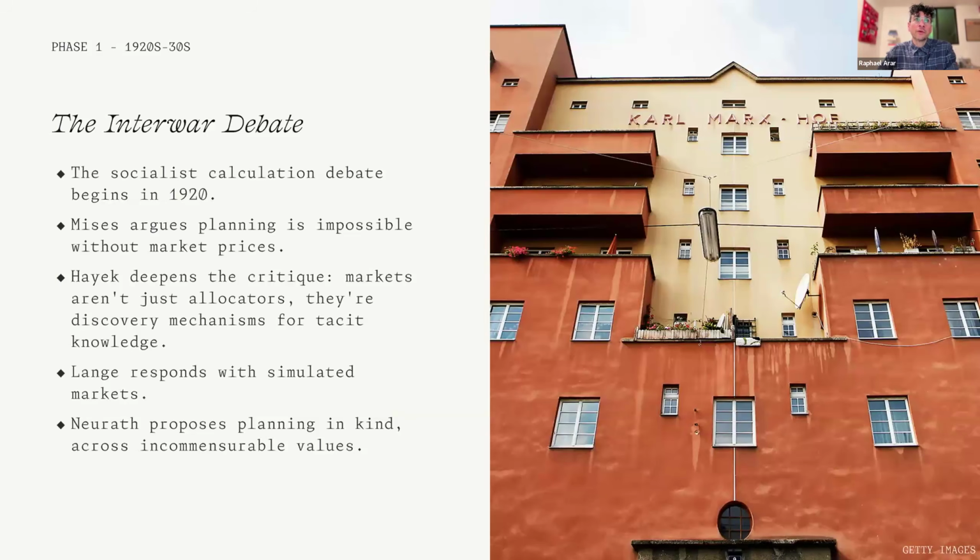Phase one is really the 1920s and the 1930s. The debate opens in 1920 with Ludwig von Mises publishing an essay called Economic Calculation in the Socialist Commonwealth. He writes in response to the real political situation of post-World War I Europe. Socialist parties had just taken power in Russia, Hungary, Germany, and Austria, and nationalization programs were on the table. So this is really Mises firing the first shot of this debate.